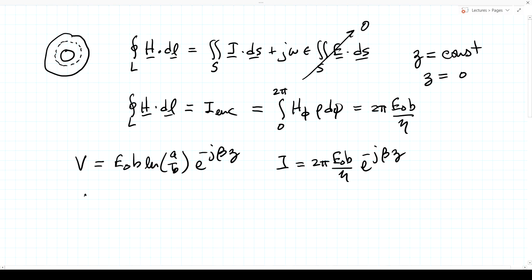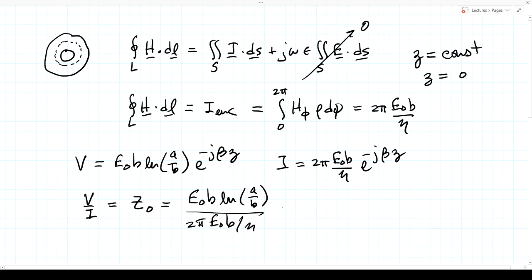And these look precisely like the equations for voltage and current on a transmission line. And the ratio of voltage to current is the impedance of the transmission line, we'll call that Z0. And what would it be? It would be this guy over that. The exponential terms cancel. And we would get E0 b log of a over b over 2 pi E0 b over eta. And that would be equal to eta over 2 pi times the log of a over b.